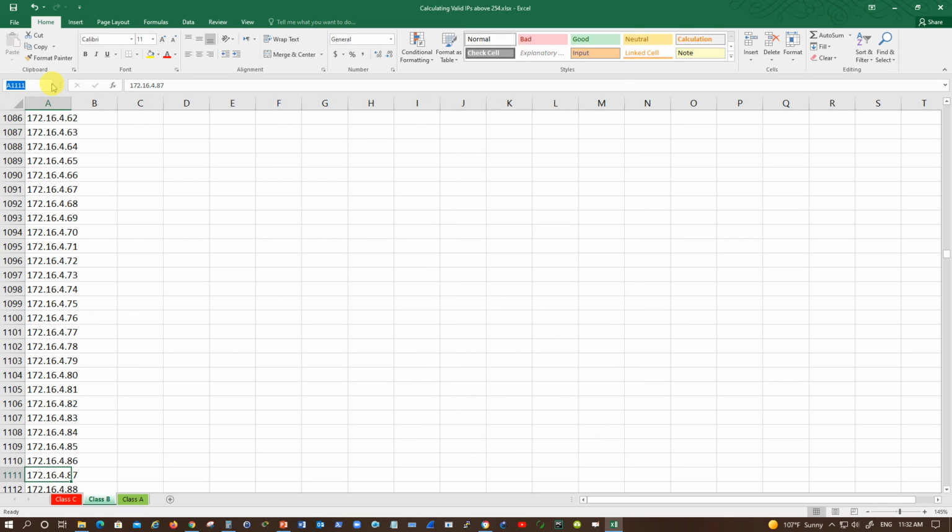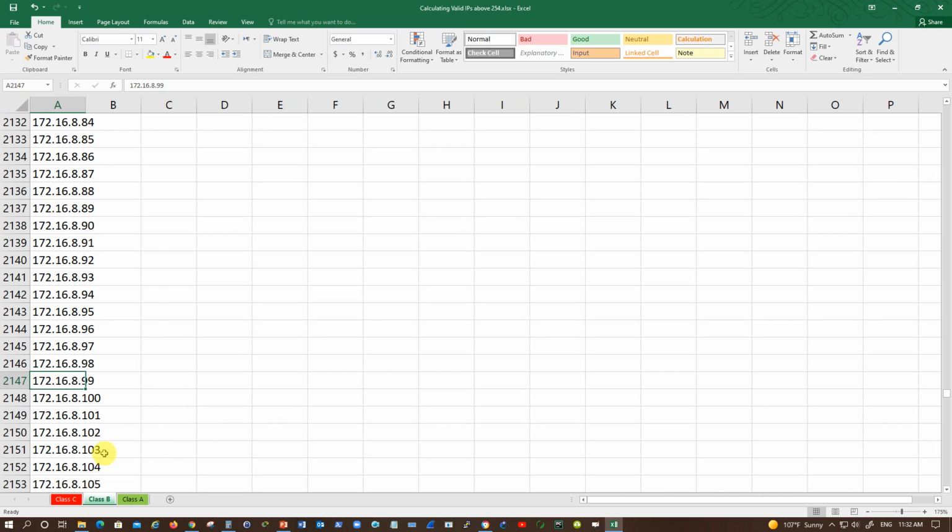Let's verify this here. A and let's type 2147. You can see this address, I will zoom it. 2147 corresponds to 172.16.8.99. This is how, my brothers, you can calculate the addresses for any network. Even in class A you can go up to at least 65,534 and a little beyond that address range. After that, this calculation and this method goes crazy.